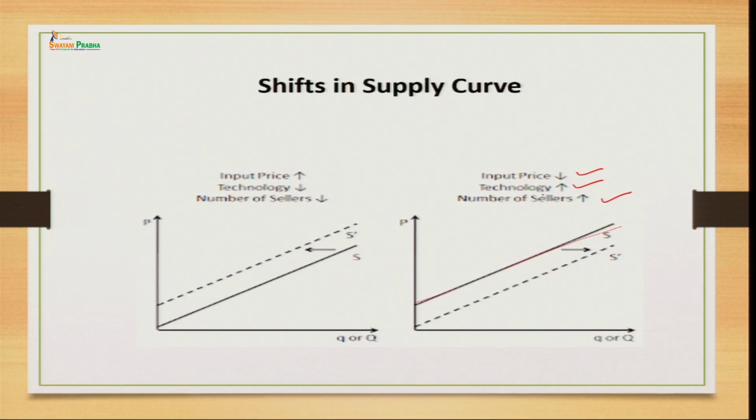When technology is better, supply will be more, so the supply curve will shift towards the right. When the number of sellers is more, then supply will be more, and the supply curve will shift towards the right. So, these are the factors which cause a shift in supply.